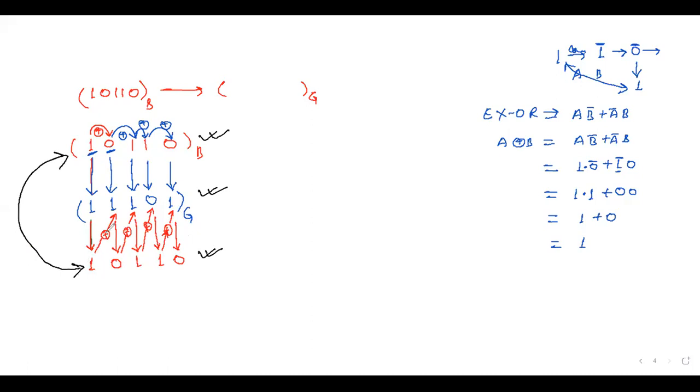है ना, इसका मतलब है कि हमारा जो आंसर है सही है. सो हम इस तरीके से बाइनरी को ग्रे में और ग्रे को फिर से बाइनरी में कन्वर्ट कर सकते हैं. सो this is all about the conversion of binary to gray and gray to binary.